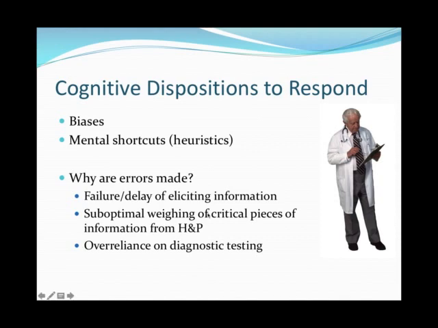We can also break down errors, like cognitive errors or clinical decision errors, and group them into different groups as well. I know a lot of you like to memorize these things, but I'd rather have you just think through it in a logical way. So this first one is just failure or delay of eliciting information. We're talking about you're getting a history and you don't get all the information on your history or your exam. The second one is suboptimal weighing of critical pieces from the history and physical.